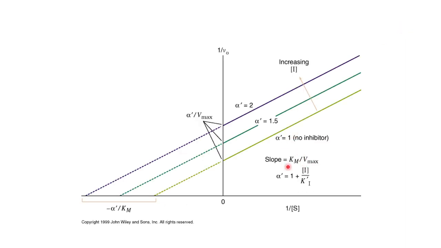However, the slope remains the same, because you have an alpha dash in the numerator and you have an alpha dash over here as well. So after all they cancel out and the slope remains the same. At different concentrations of your inhibitor, you would be getting a straight line but with a different value. The slope remains the same, but your Vmax and Km change.